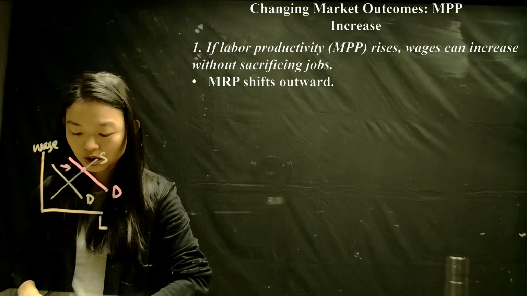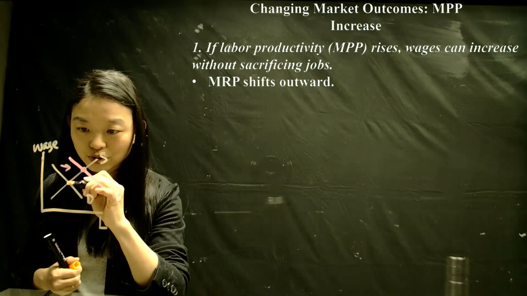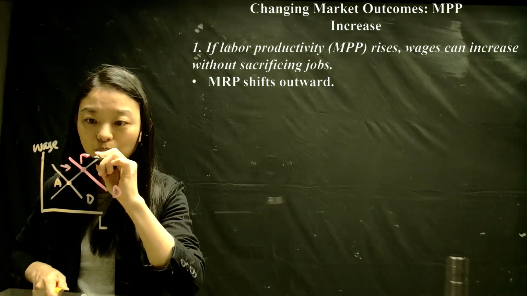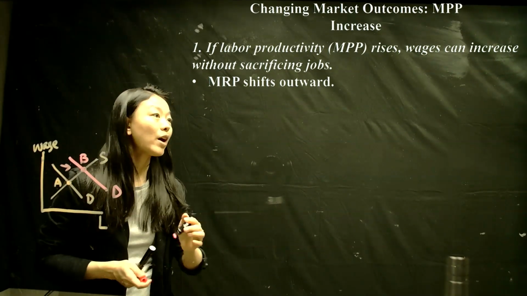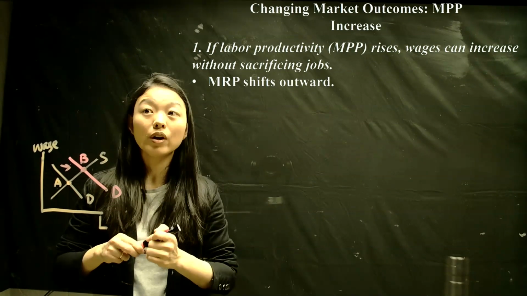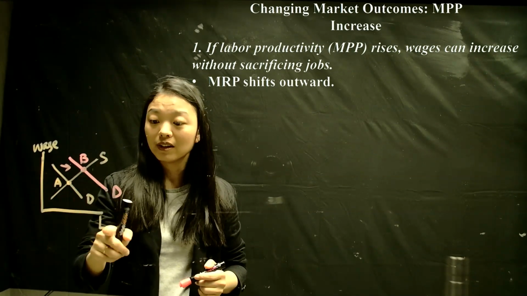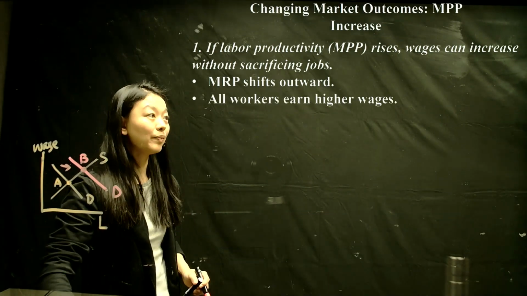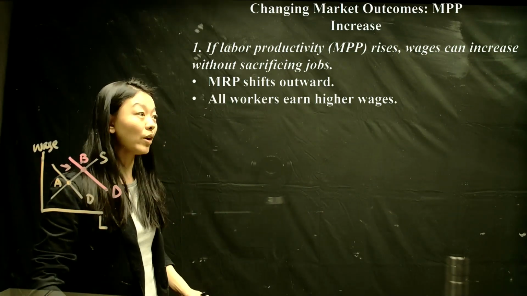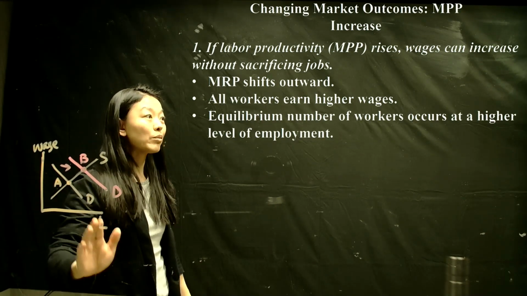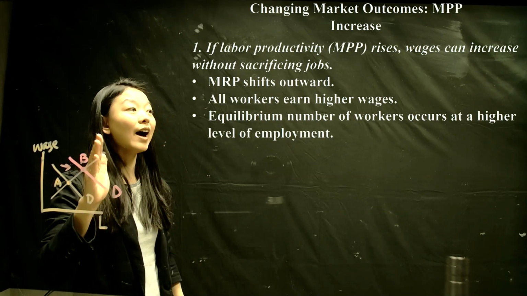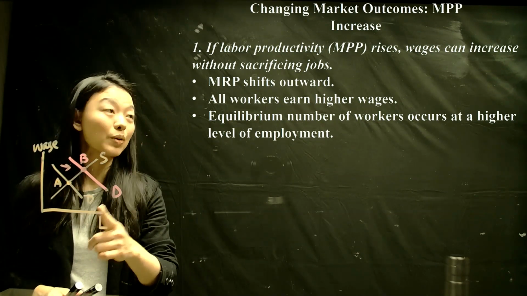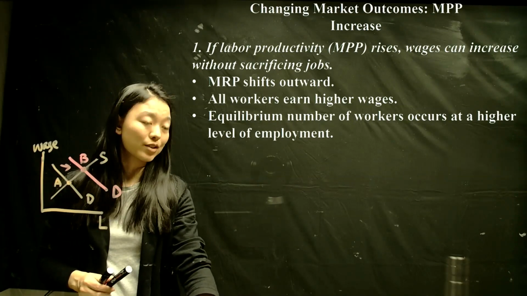You can compare with the original equilibrium. If I treat point A as the original equilibrium point, and point B here will be our new equilibrium point. Comparing point A and point B, you can see wages increase, right? And even more workers are hired. So this is a very good signal in the labor market. All workers will earn higher wages, and the equilibrium number of workers will occur at a higher level. That means now the firms and corporations will hire more workers. So that will be our first case.